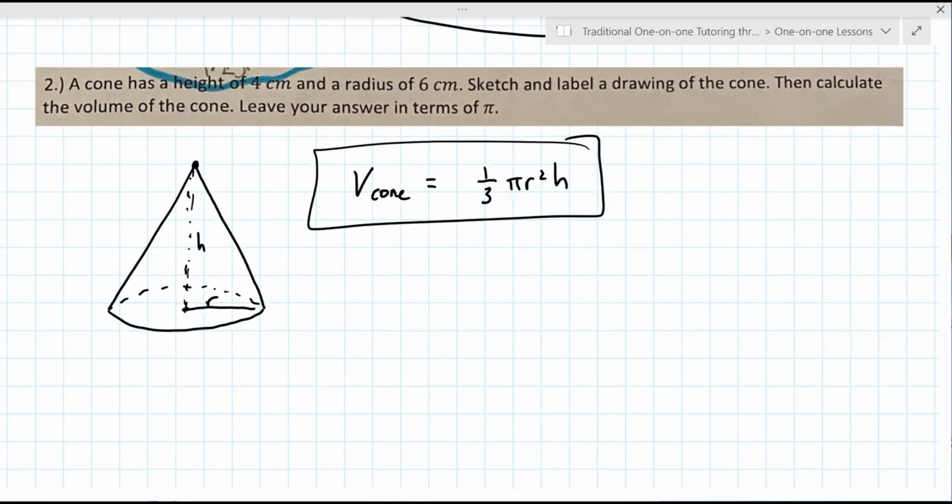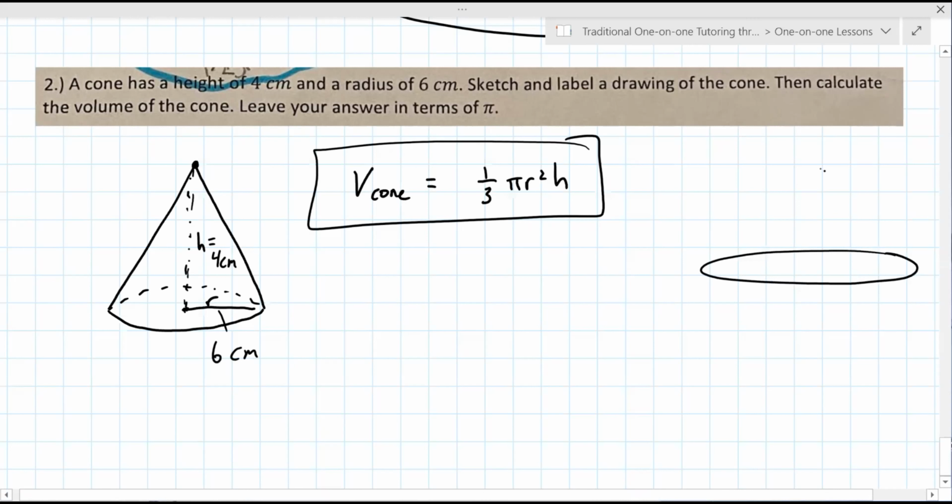Okay, now this problem, they tell you the height is 4 centimeters. So this height is 4 centimeters. And they tell you that the radius is 6 centimeters. So really, if we were to make a really accurate drawing, it's wider than it is tall. I don't know if that's what the instructor really cares about, but that's something to consider here. So in short, h is 4 and r is 6. And we want to find the volume of the cone.